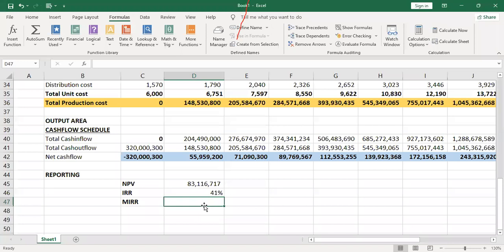Let me give you a minute, and then you calculate the MIRR, you put in the criteria, and then the scenario manager. Up to year 2. Net cash flow. What do you want?